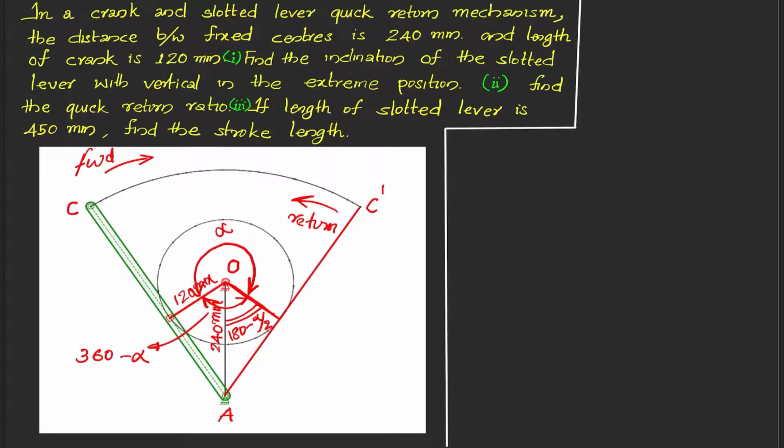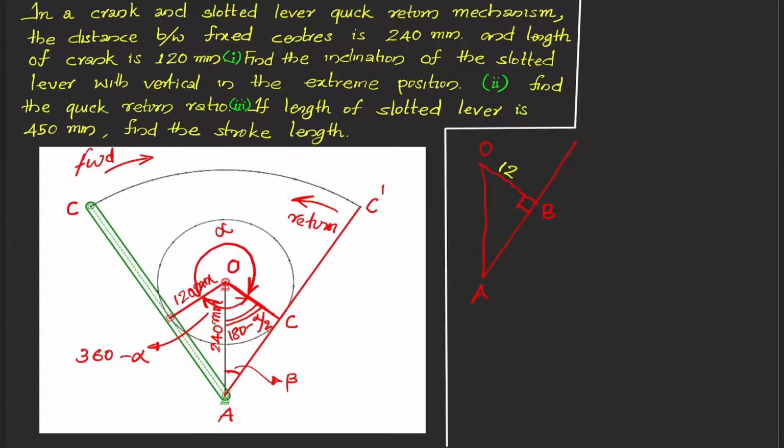Okay, the different distances are given here. First you have to evaluate the inclination of the slotted lever. That means this angle you have to evaluate. I am calling this angle as beta. Here I am naming this point as C. So I will be taking the triangle separately. Triangle OAC, that is, fixed centers are O and A, and this will be the slotted lever, and the crank will be coming perpendicular, and this point will be B, so that this angle is 90 degree.